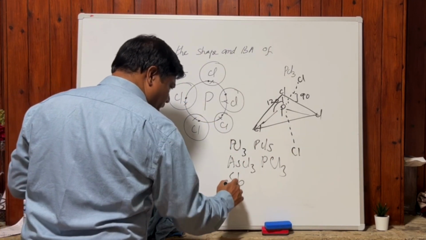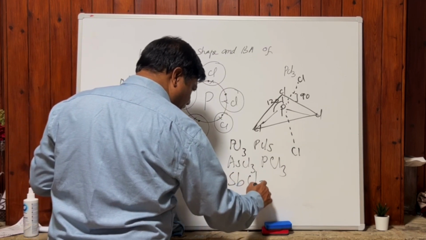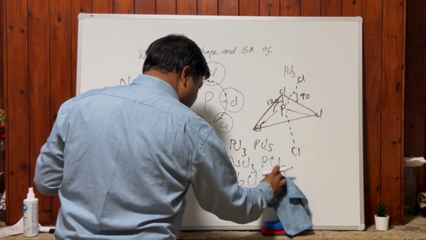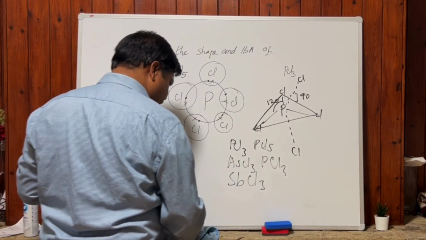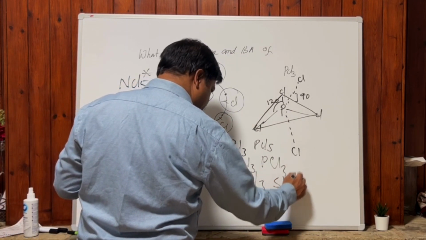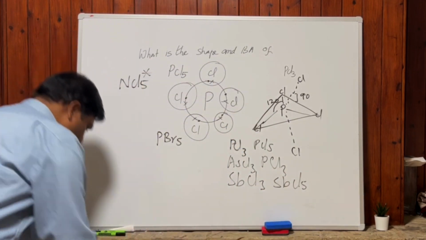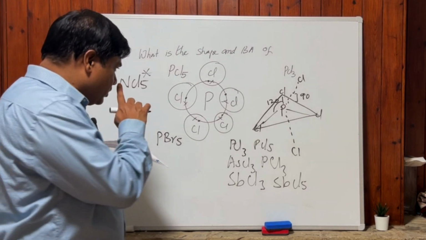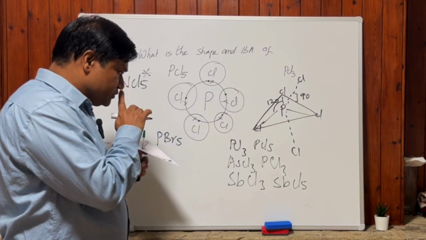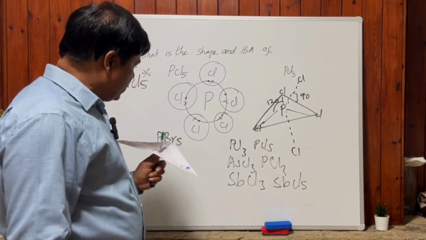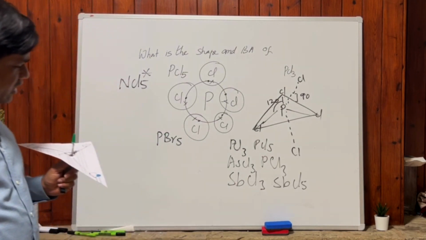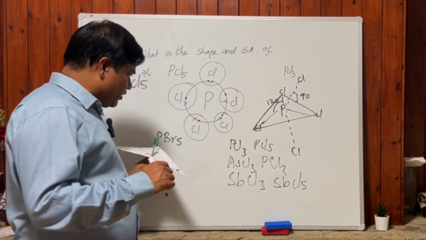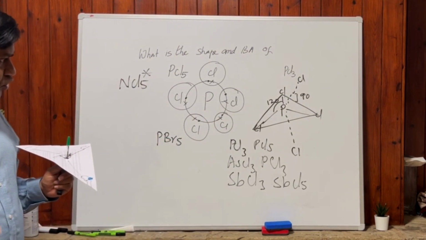Sb can form SbCl3 and SbCl5, but not nitrogen. Nitrogen cannot form pentachloride. There's no nitrogen pentachloride. But phosphorus can form pentachloride, arsenic can form pentachloride, bismuth and antimony can form pentachloride.